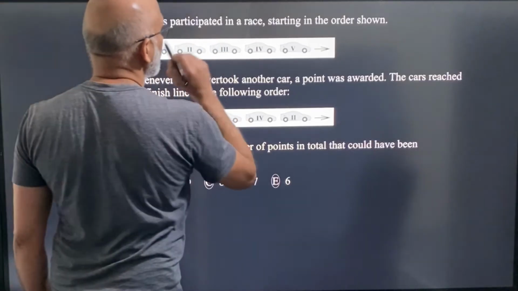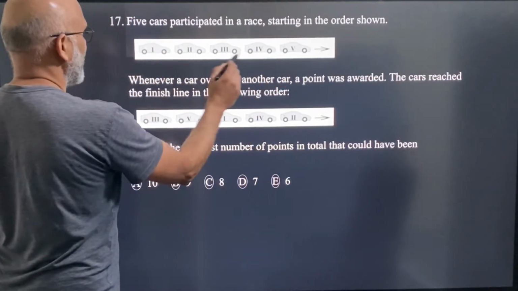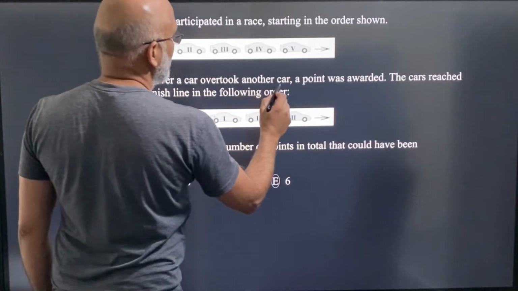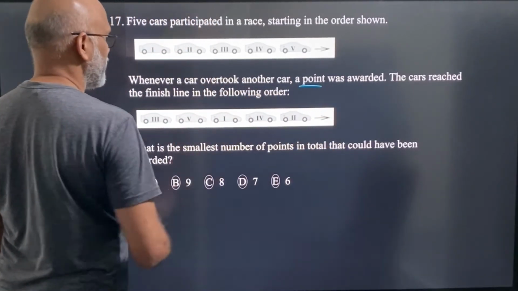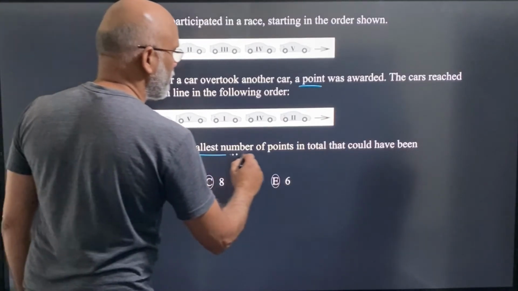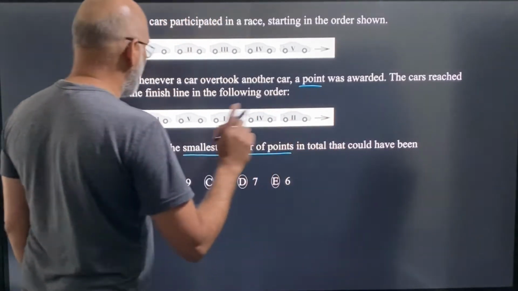5 cars participated in a race starting in the order shown. Whenever a car overtook another car, a point was awarded. The cars reached the finish line in the following order. What is the smallest number of points in total that could have been awarded?